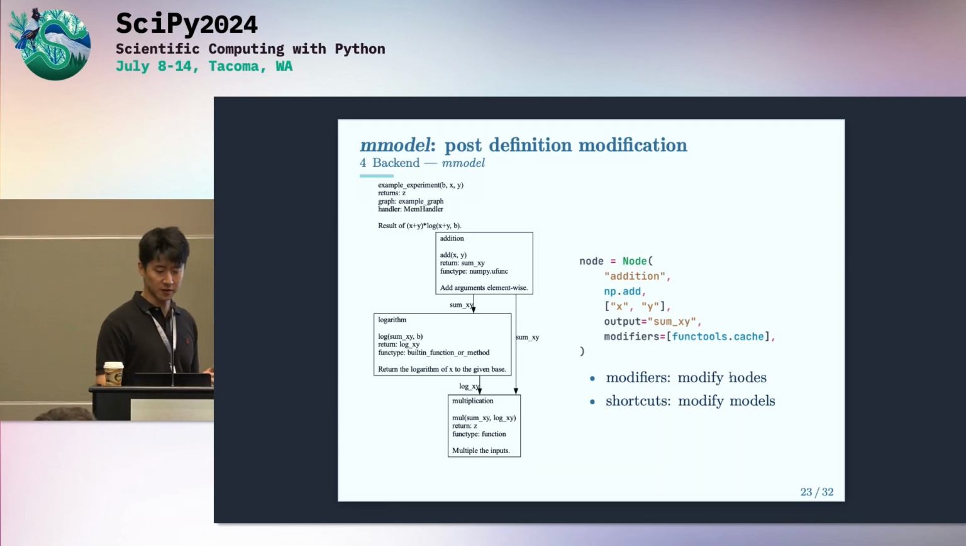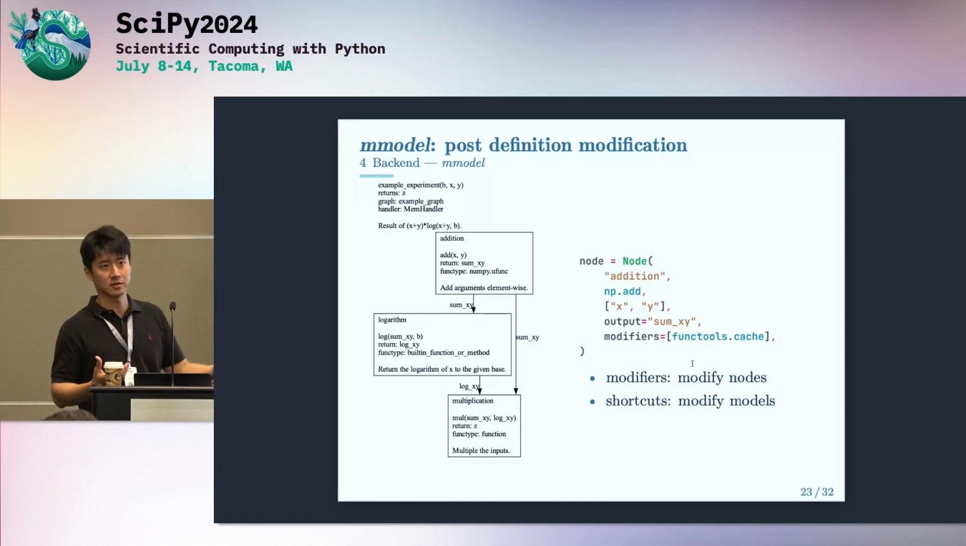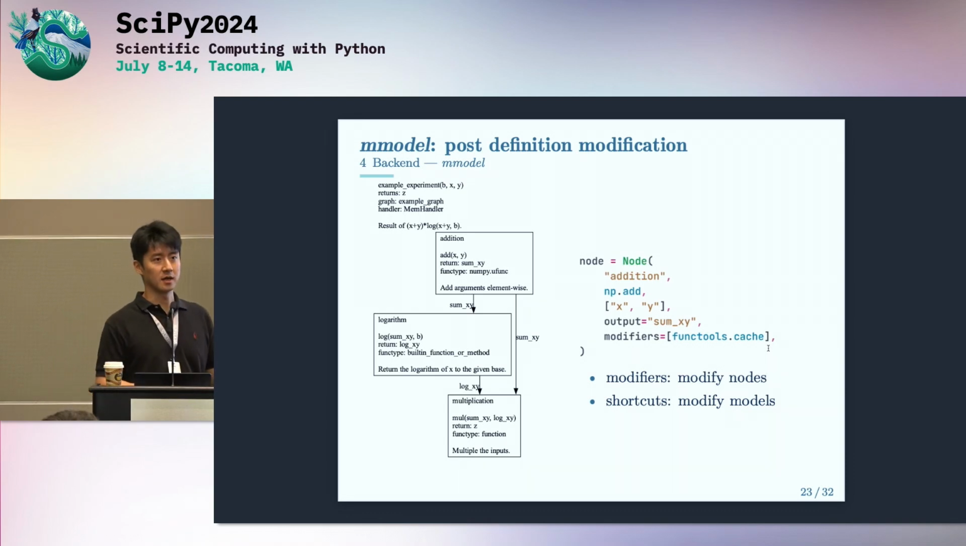Just briefly on modifiers, you can add them during node definition or after. For example, if you just want to cache this node, you can just add a decorator like the cache decorator. All these modifiers are just functions applied to the node function.